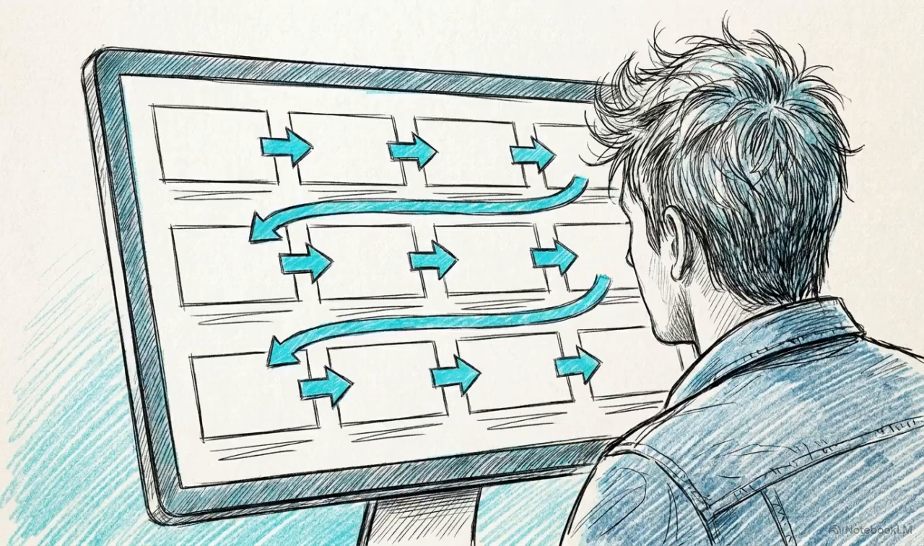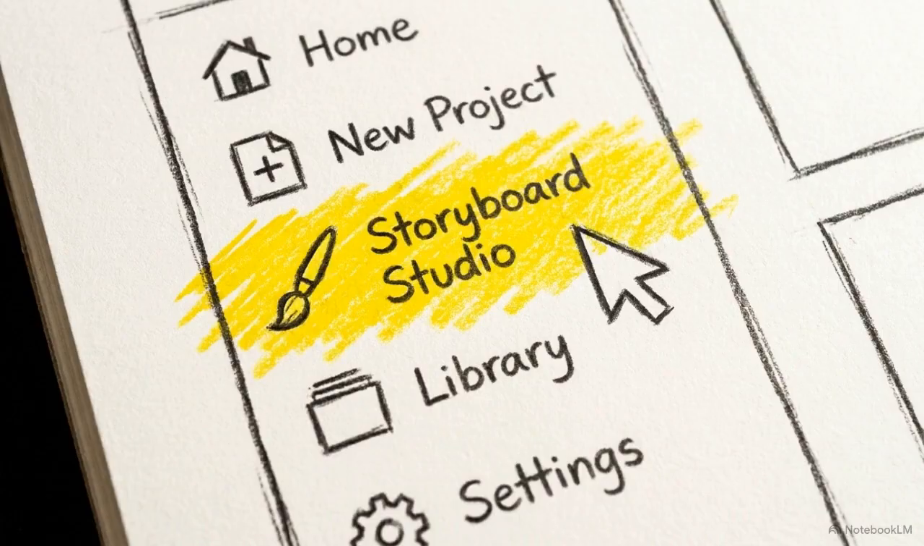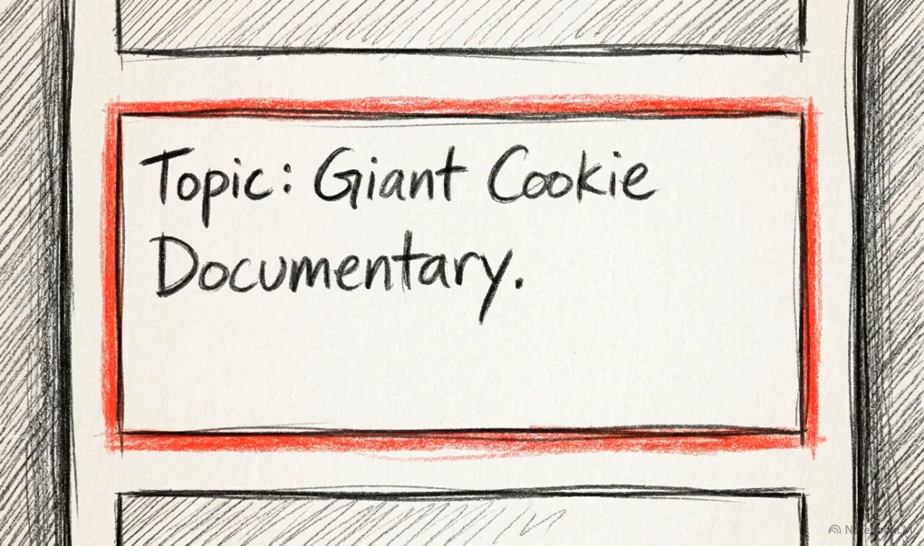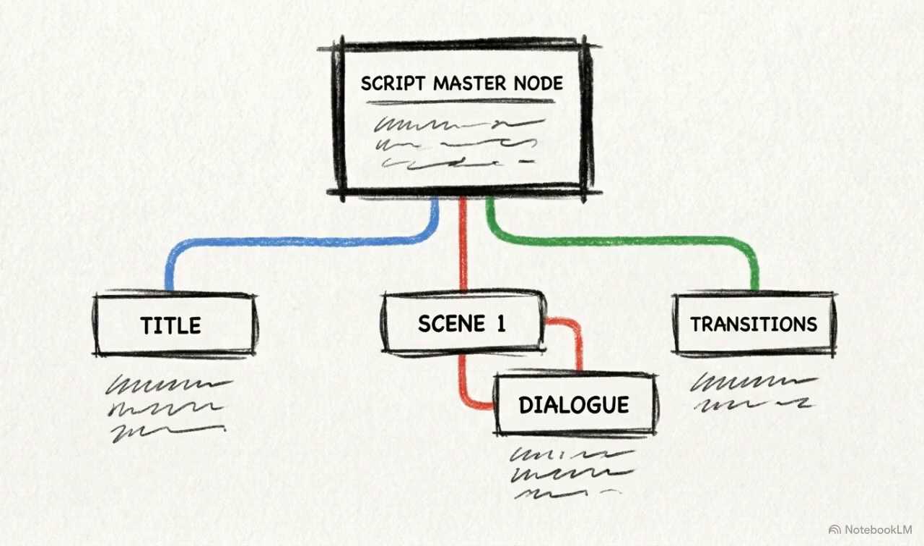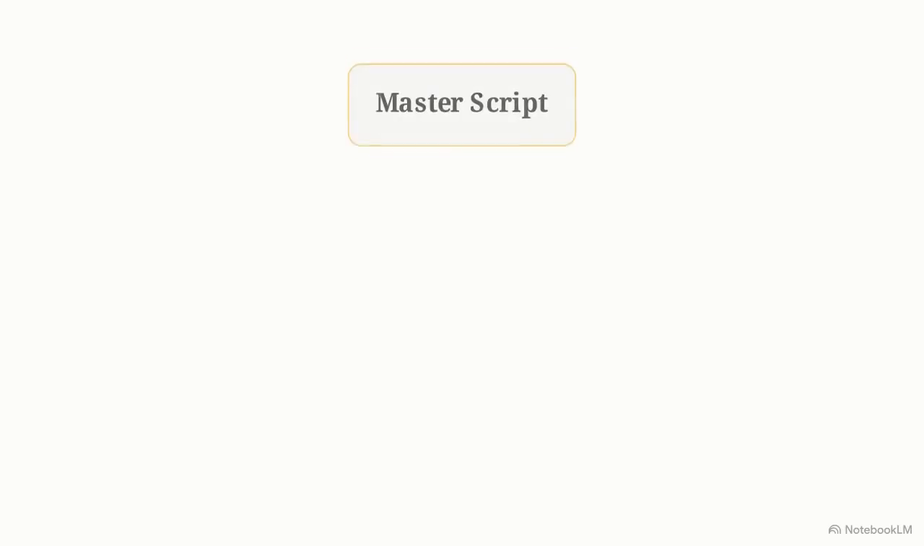Before you generate any final clips, you can map out your entire narrative using Storyboard Studio. This tool solves the blank canvas problem, and you will find it under the Tools menu on the left. Paste in an existing text script or simply type a broad concept, like a documentary about baking a giant cookie. Click Run, and the system automatically structures that idea into a sequence of scenes, dialogue, and transitions. This flowchart maps out the next phase.